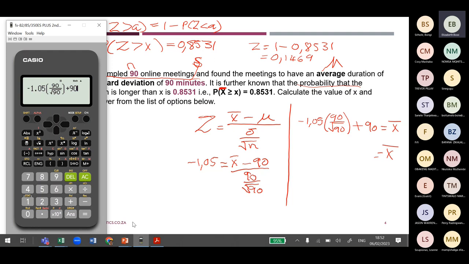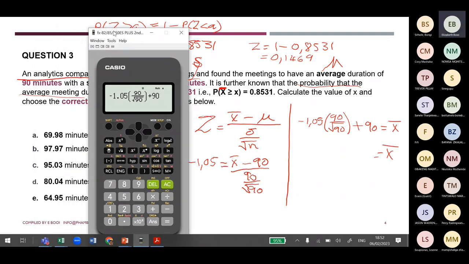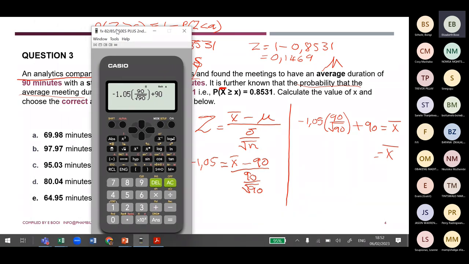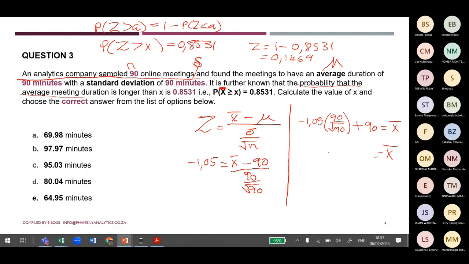What do you get? What is your answer? I can also move my calculator slightly. Option D. And when I press equal, I should get 80.0388, which we estimate to 80.04.